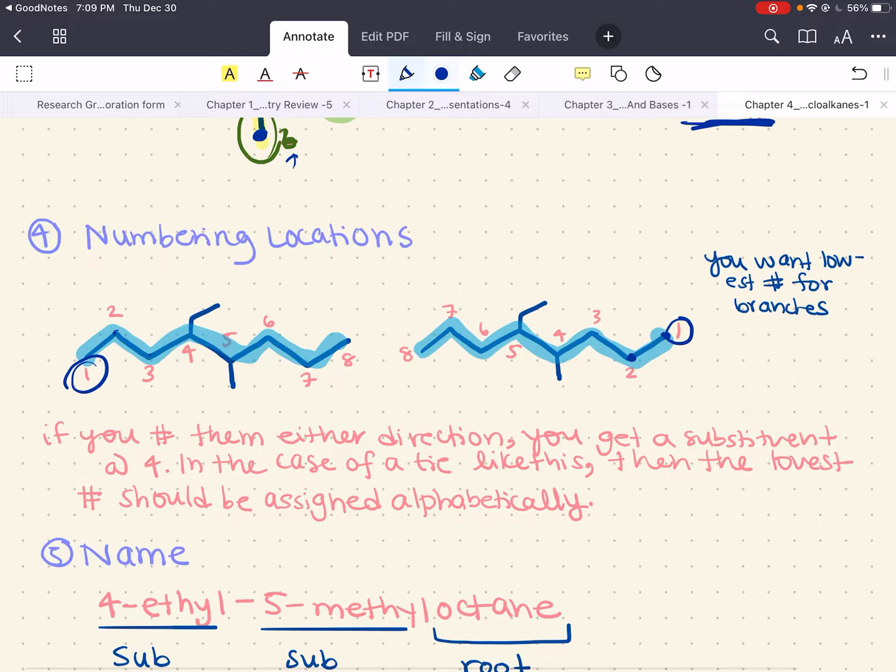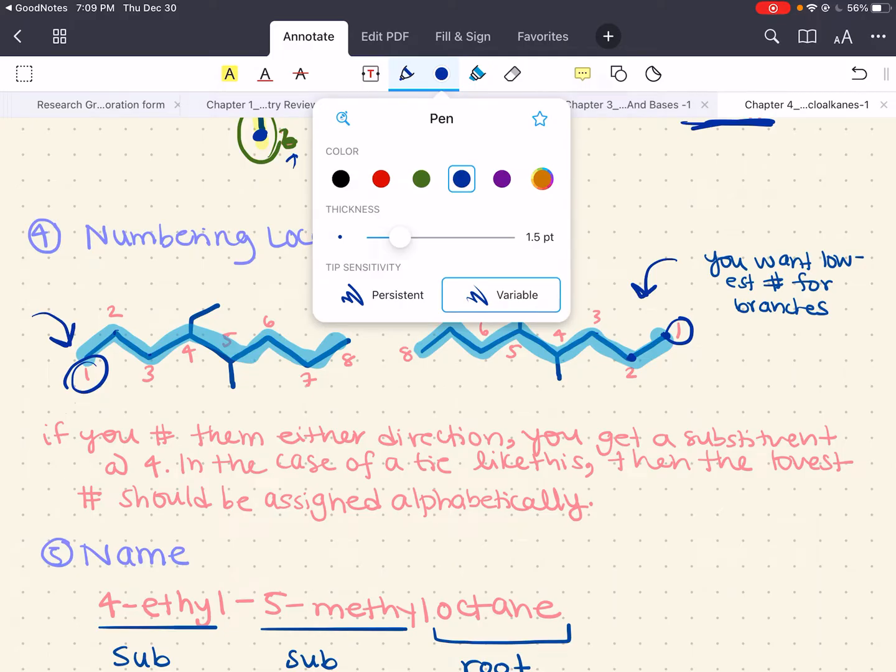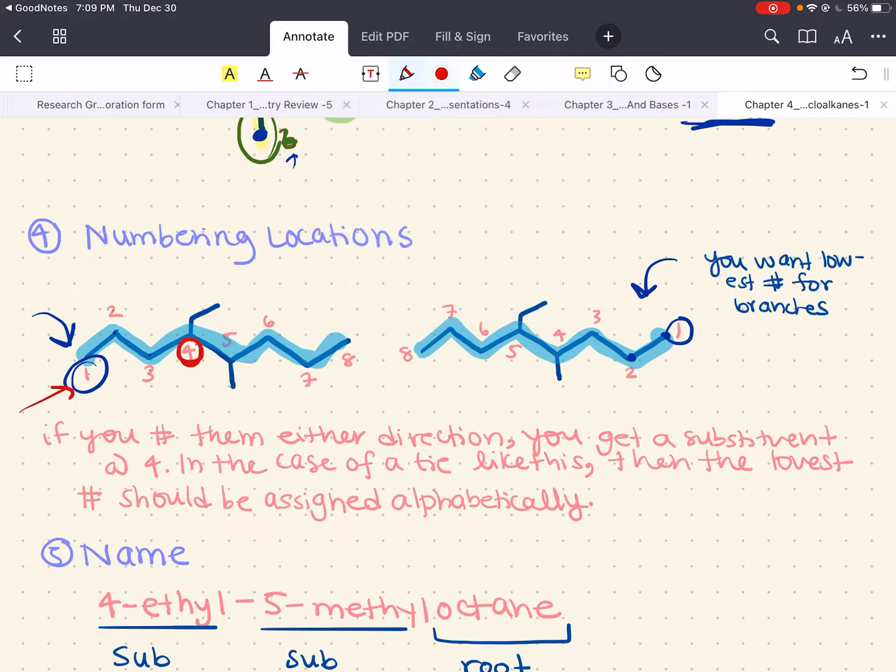All right. Now, which numbering is the superior numbering? What we need to figure out is, should we number it this way or should we number it this way? We want the lowest numbers for those substituents. So if we start here, 1, 2, 3, 4 is the first number associated with a branch, so 4. And then the second number associated with a branch is 5. So for this numbering style, we encounter our first substituent at position 4 and our second substituent at position 5. All right, cool. We're going to make a note of that. Now, if we start our numbering here, 1, 2, 3, 4, we meet our first substituent at 4 and our second substituent at 5.